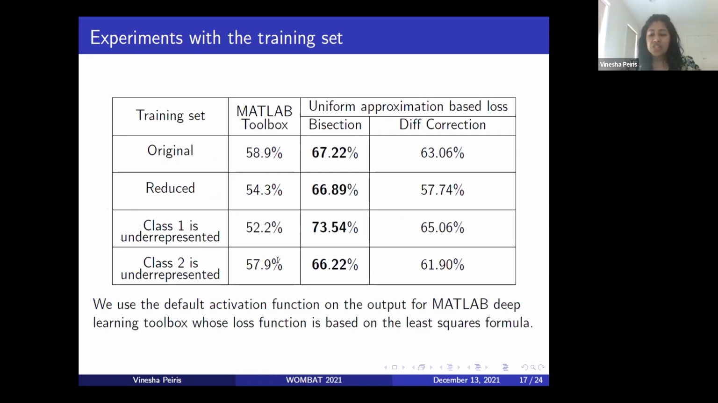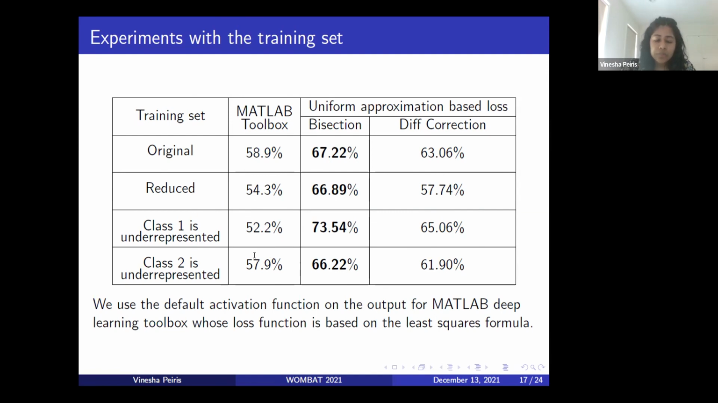Okay, now these are the classification accuracy results for the testing set. These percentages are the classification accuracy results. So let me explain this table to you. In the second column, we have classification accuracies computed by the MATLAB toolbox. There is this toolbox in MATLAB called the deep learning toolbox, and the loss function that it uses is the least squares formula.